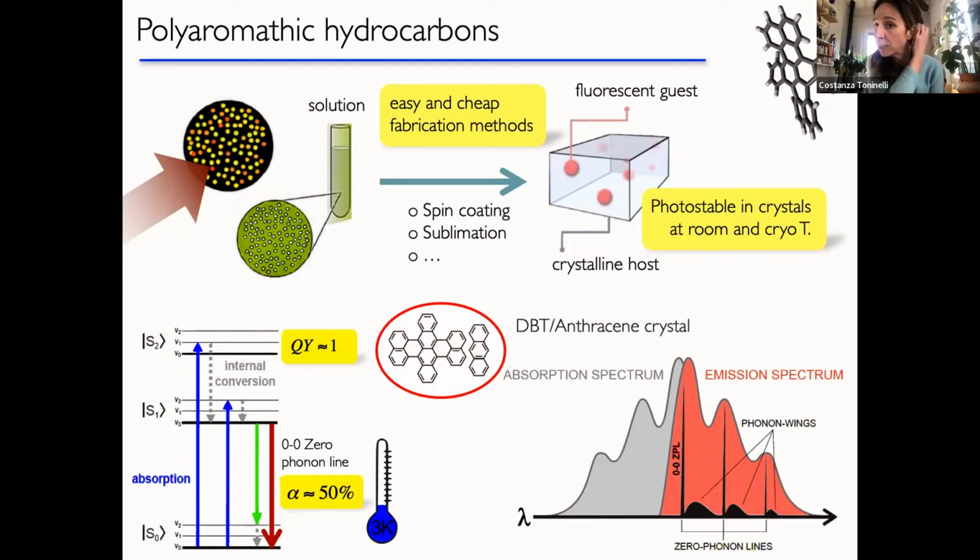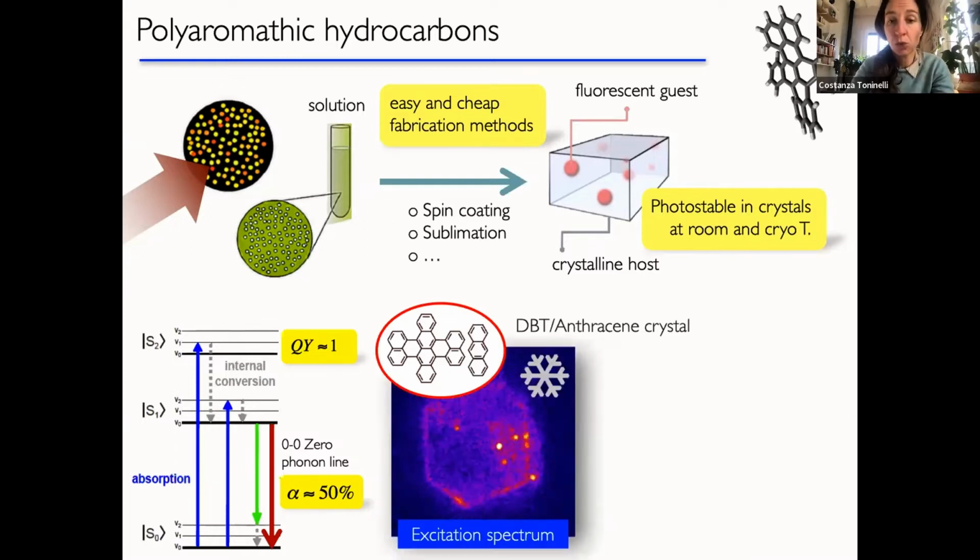That should be compared, for instance, with 4%, that's the case of the zero phonon line of nitrogen vacancies in diamond, okay? So that's very convenient, and that can also be modified, for instance, by coupling the molecule resonantly to an optical cavity, exploiting Purcell enhancement.